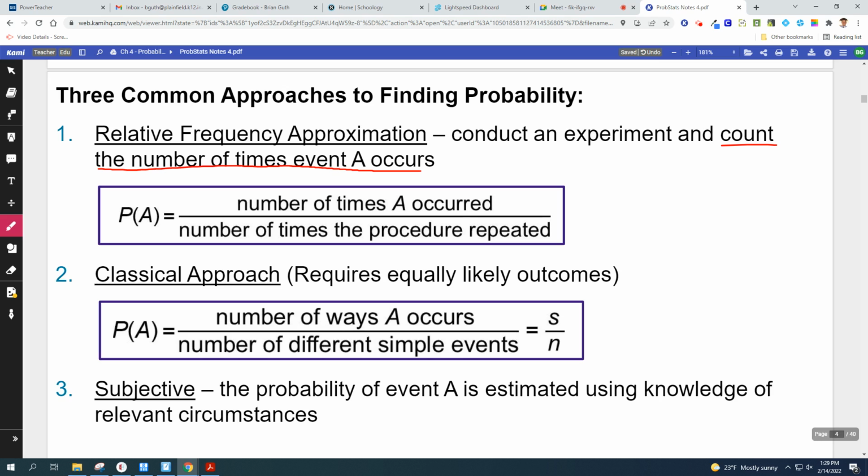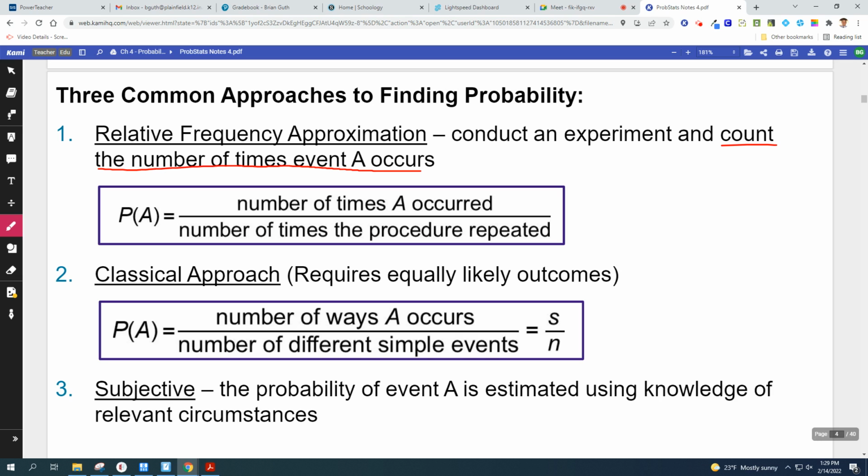The way I look at it is if you flipped a coin 1,000 times and counted the number of times that tails showed up, and tails showed up 502 times, then you would say that probability is 502 over 1,000. That would be the relative frequency because we actually did an experiment and counted the number of times it occurs. You look at that formula and it looks pretty much like the second formula, but there's a big difference.